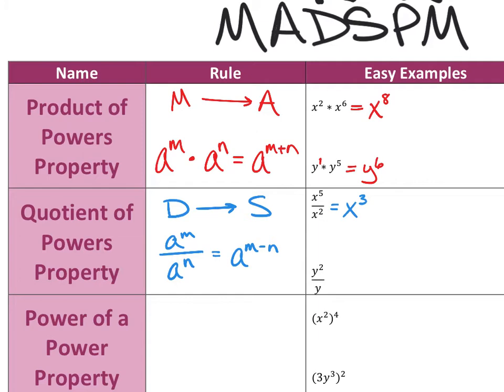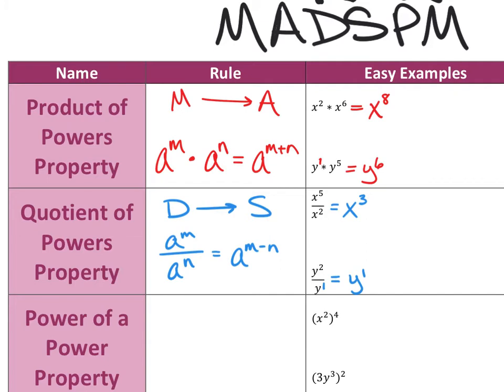In the second easy example, what's the invisible exponent for the denominator y? Yeah, it's another 1. The invisible exponent is 1. So here, since I'm dividing y squared by y to the first power, I'm just going to be doing y to the 2 minus 1, or y to the first power.